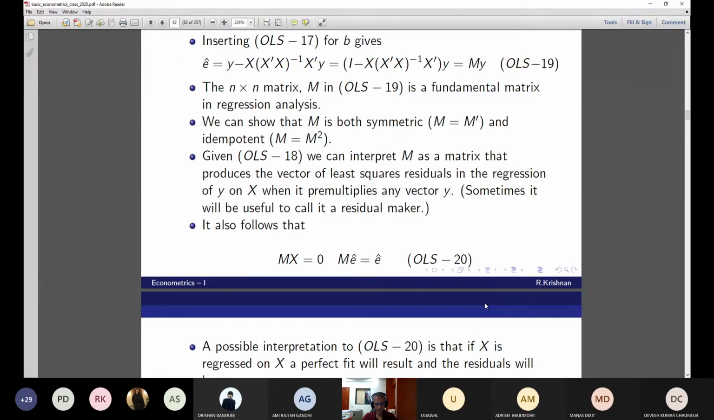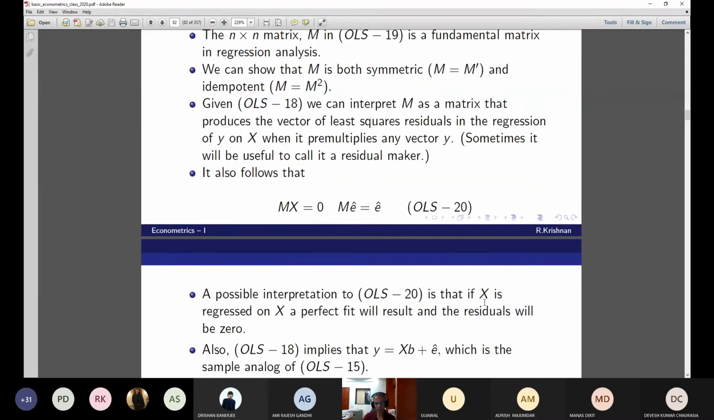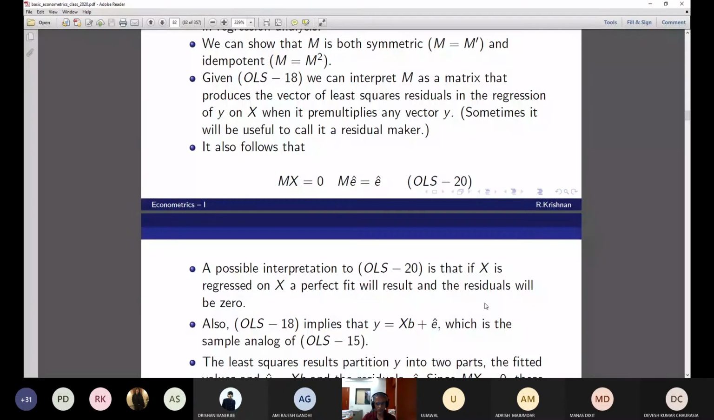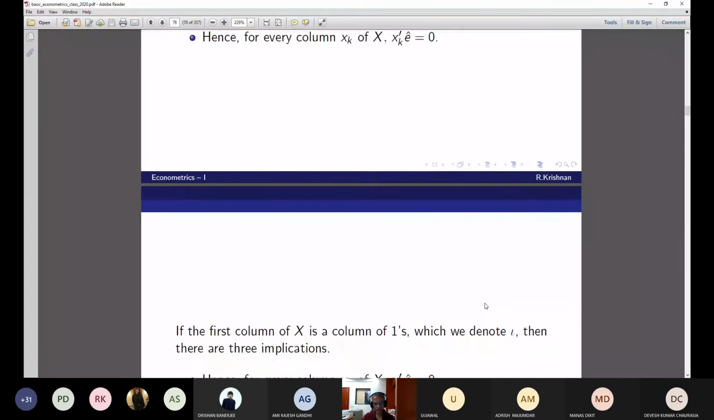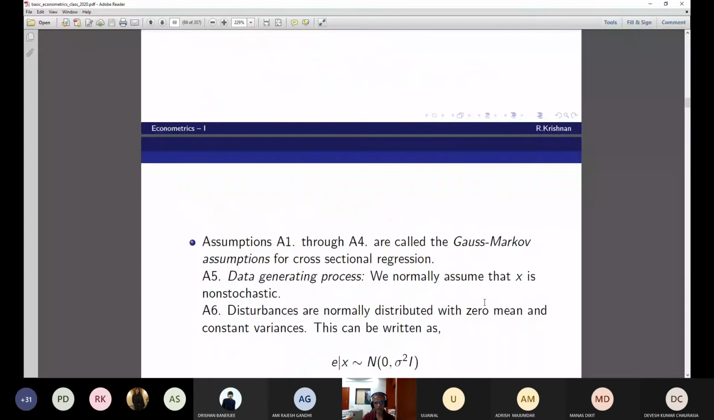What is a possible interpretation of MX equals 0? That is, if X is regressed on itself, there will be a perfect fit, resulting in 0 residuals. OLS 18 also implies that y equals Xb plus e hat, which is the sample analog of OLS 15. What was OLS 15? OLS 15 was this.